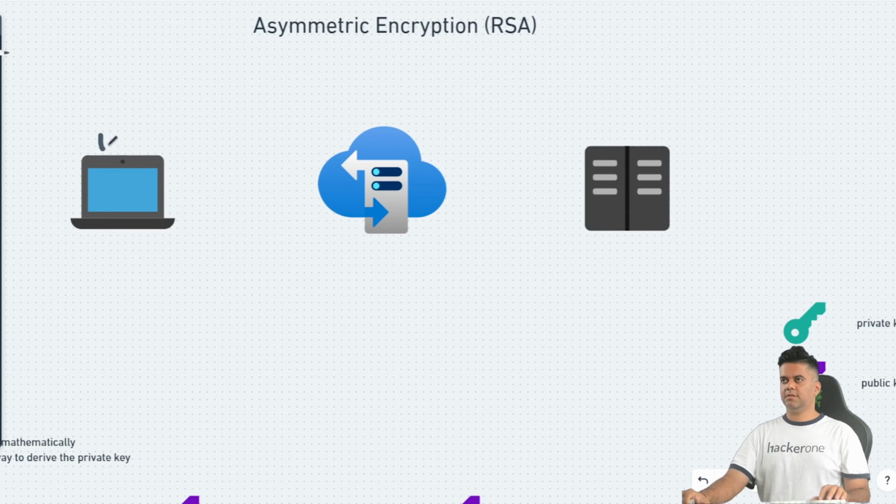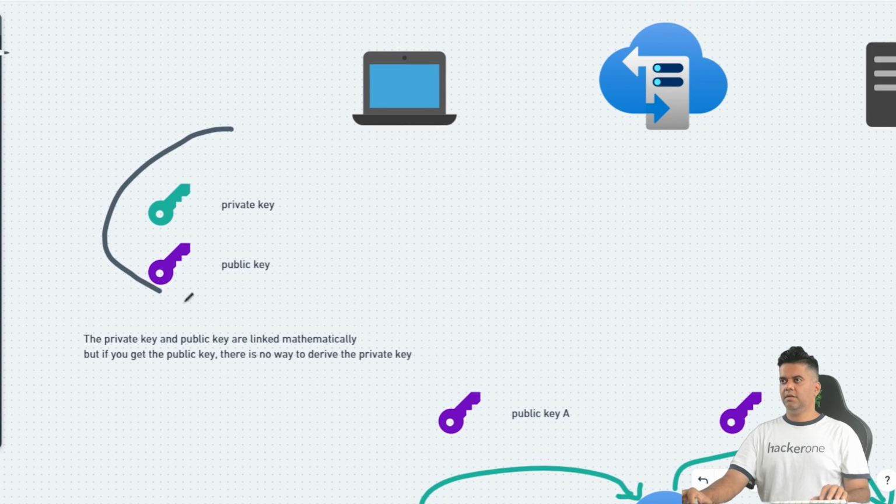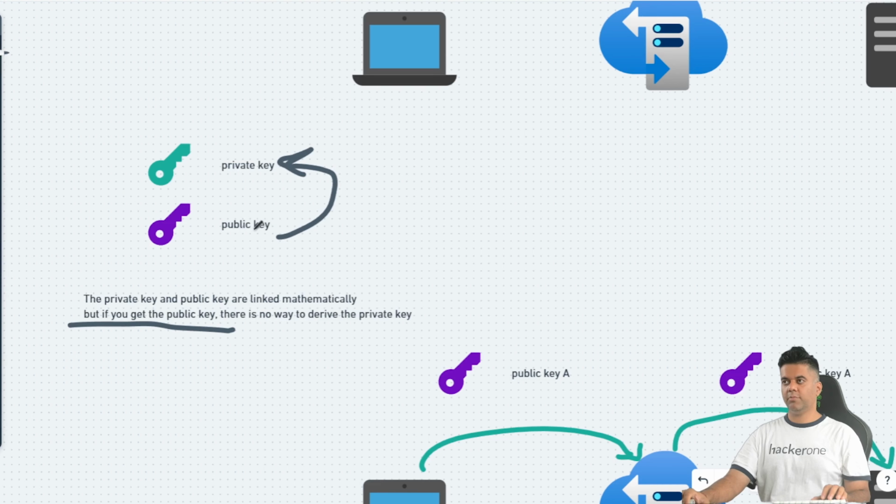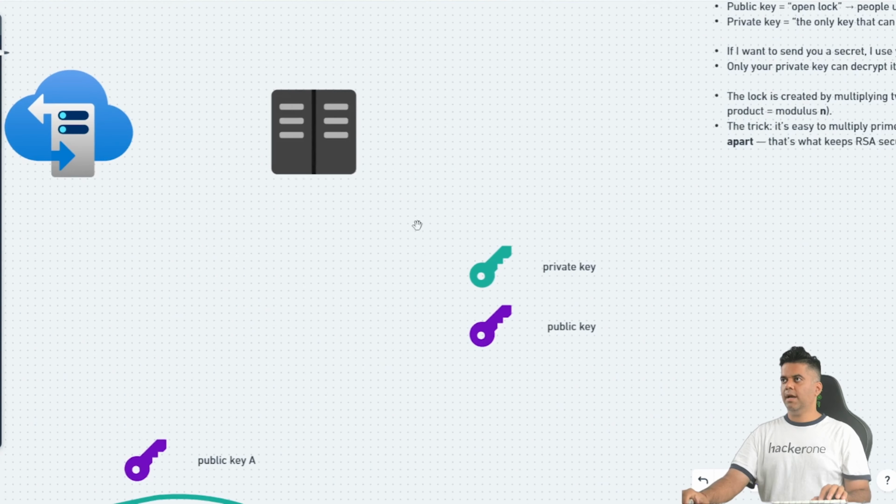So you have three parties: the user, the server, and the server that forwards the keys and messages between them. We want complete security between the user and the server. So at the user side, we generate a private key and public key. Now, the important thing to remember is that the public key and private key are mathematically linked. But that does not mean that if you get the public key, you will be able to derive the private key. That's not possible. Even though they're mathematically linked, it's not possible to derive the private key from the public key. And similarly, at the server side, also we have generated a private and a public key.